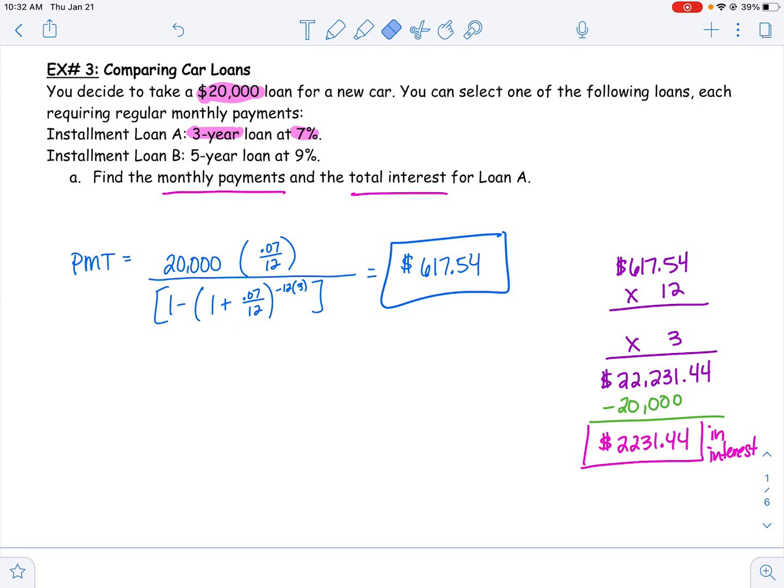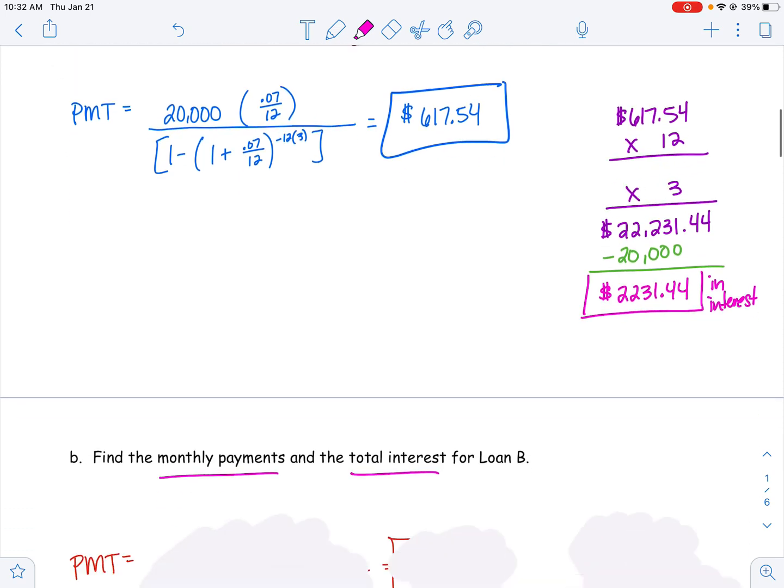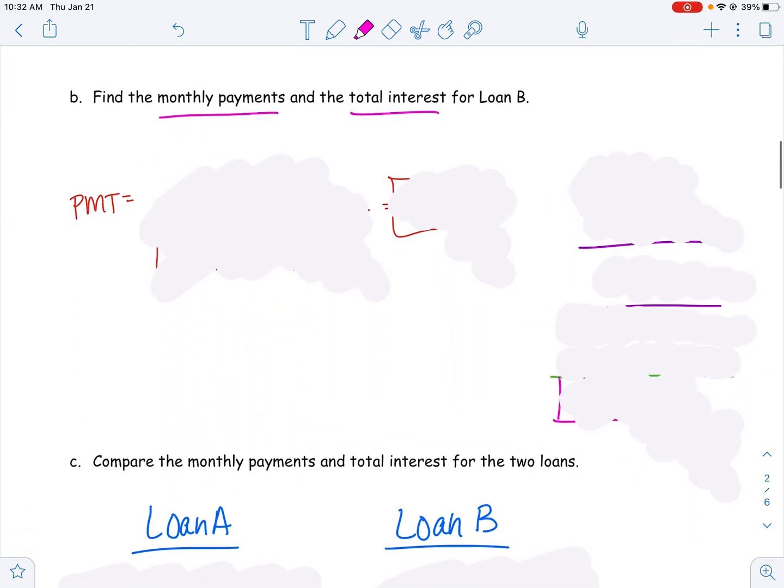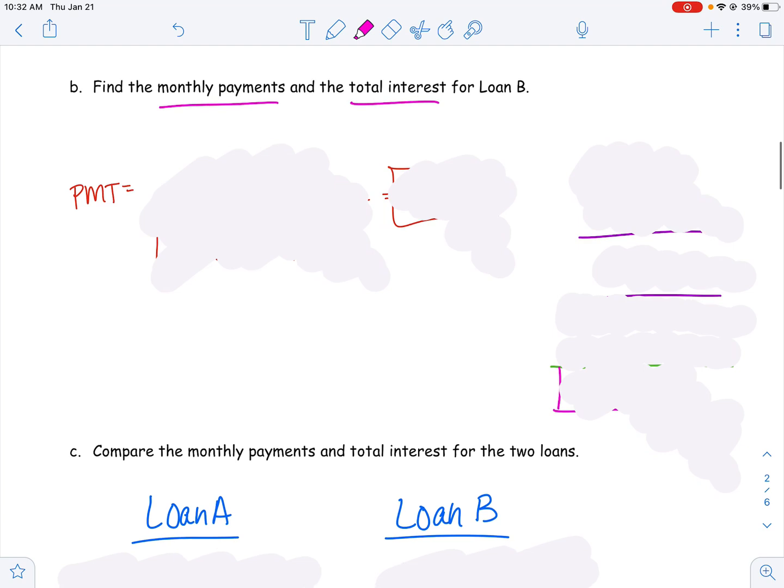All right, let's do the same thing, but with loan B. Remember, loan B is for 5 years at 9%. Why don't you pause the video and try to do the same thing, but this time for loan B. Find me the monthly payment and then figure out how much total interest you ended up paying for this car if you chose loan B.